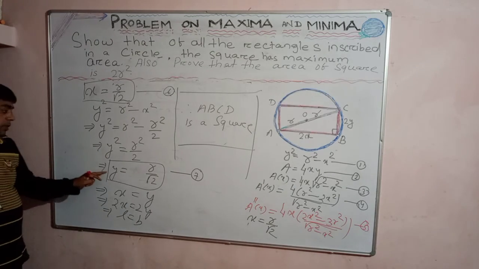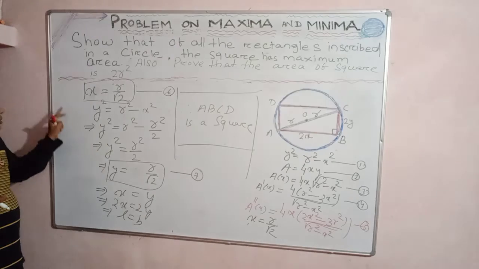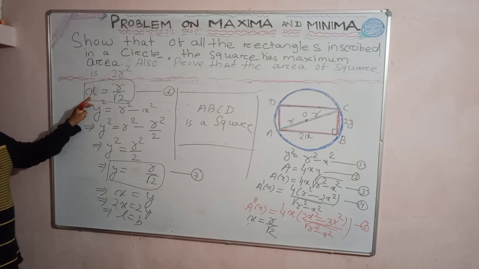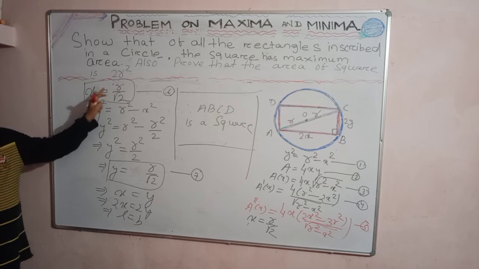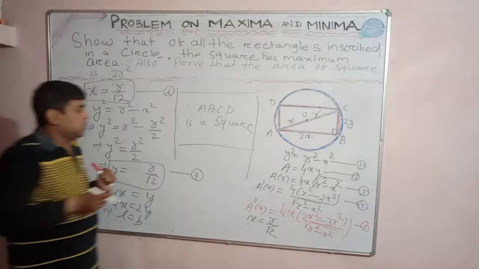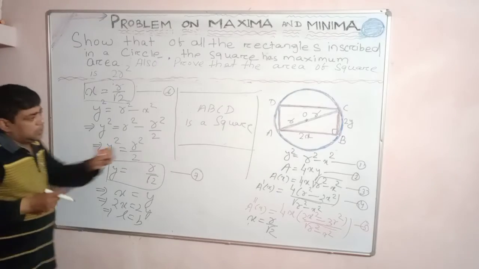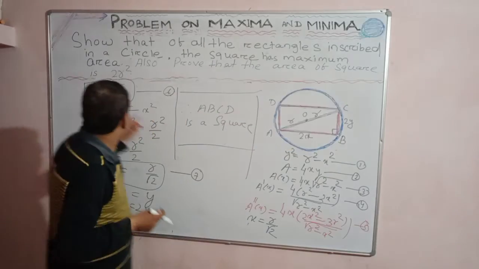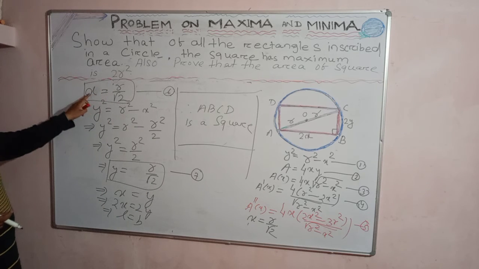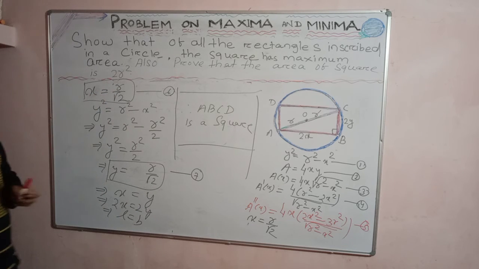Another thing to remember: what is the side of the square? It will be x is equal to r upon root 2, and here 2x. So the side of the square will be 2x, and if x is equal to r upon root 2, then 2x is equal to 2 into r upon root 2. Yes or no?